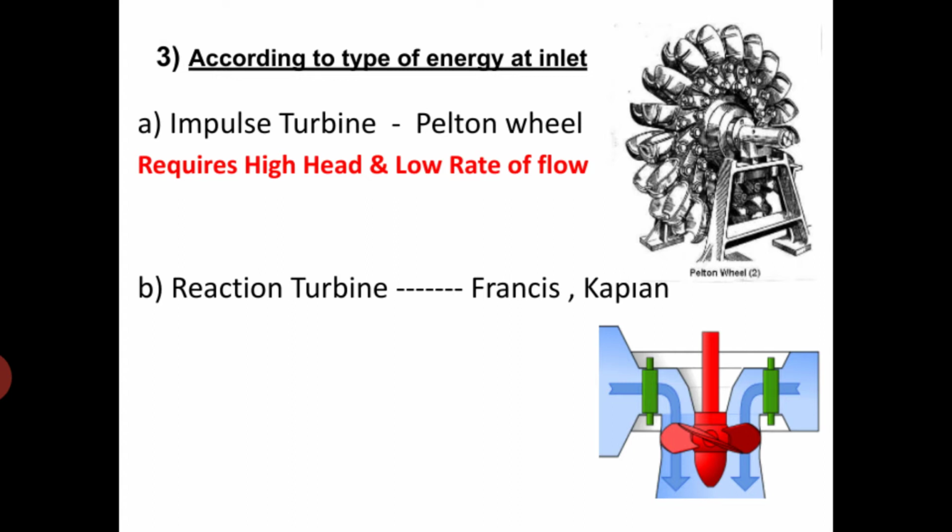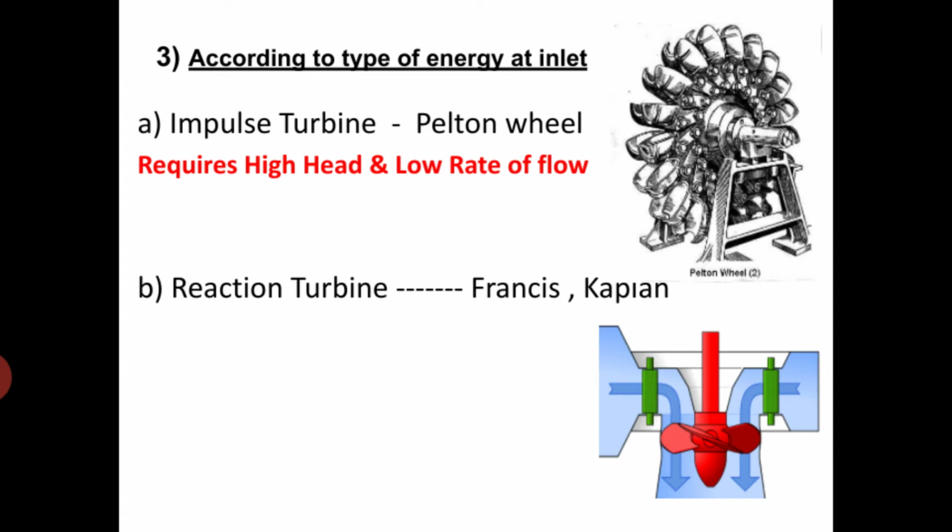If the energy available at the inlet of the turbine is only kinetic energy, the turbine is known as an impulse turbine. In the impulse turbine, the available energy of the fluid is converted into kinetic energy in a set of fixed nozzles, and the resultant fluid jet from the nozzle impinges on the buckets or the vanes of the turbine. The important feature of the impulse turbine is there is no change of static pressure across the runner.